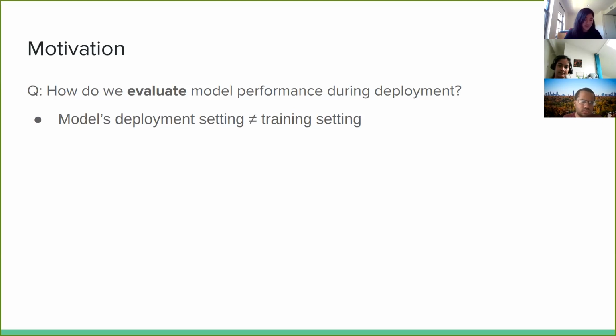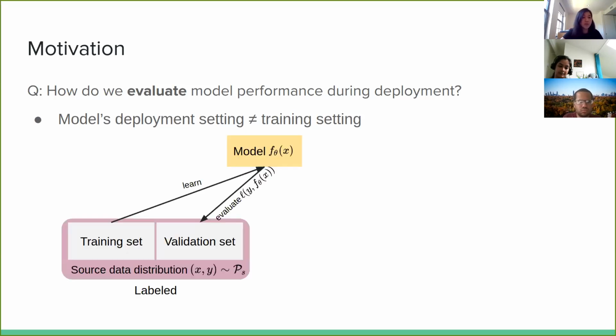As I've mentioned, models are often deployed in settings that are very different from those they were trained and validated in. This can be due to how data changes over time. Maybe the training data has some selection bias or something like this. To illustrate this concretely, suppose that our labeled data comes from a source distribution, P_S. We use this labeled training data to learn a model, f. Then, using the labeled validation set, we evaluate this model under a loss function L or some other metric.